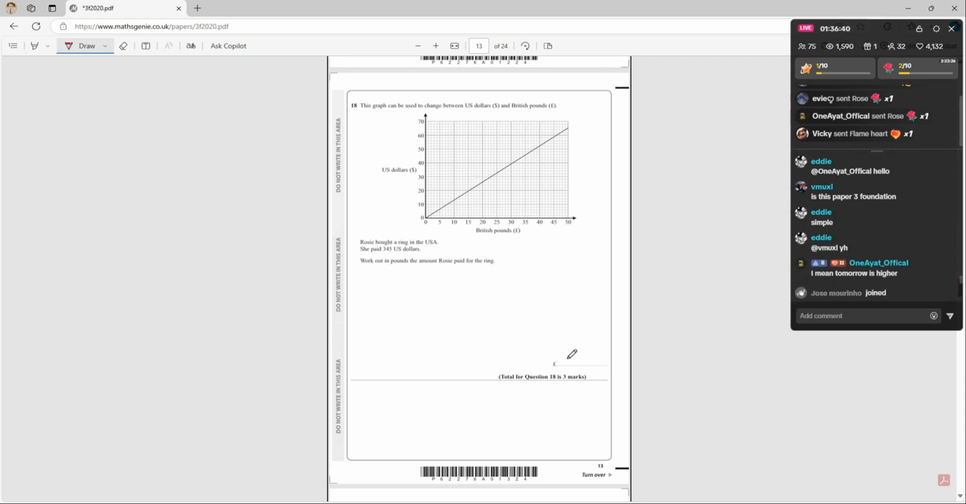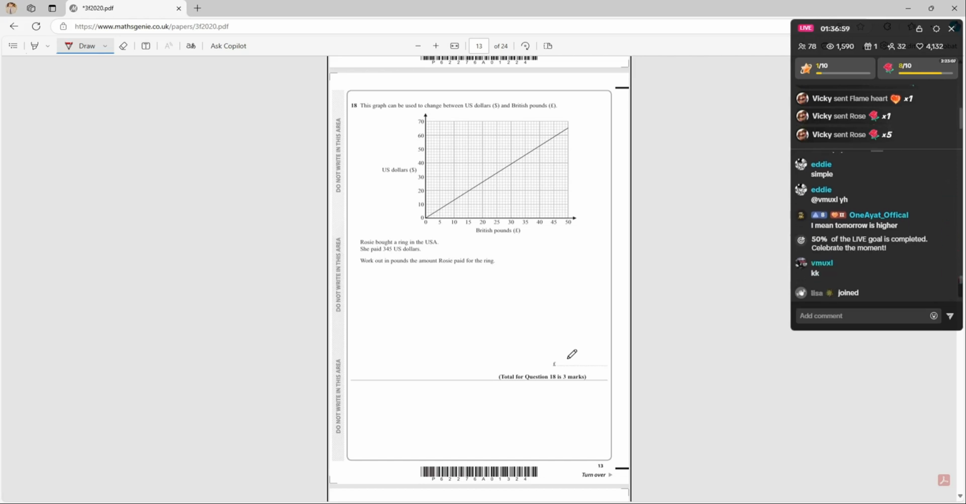So question number 18 is that this graph can be used to change between US dollars and British pounds. Rosie bought a ring in the USA. She paid 345 US dollars. So work out the amount Rosie paid for the ring.